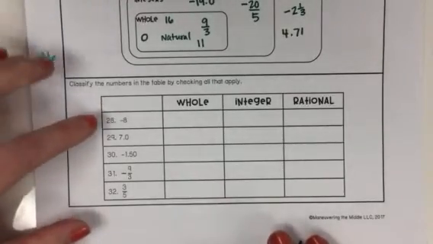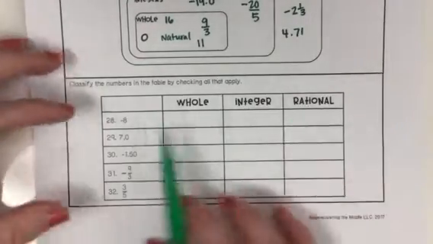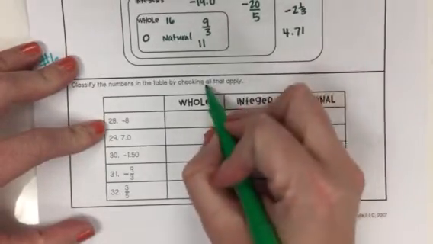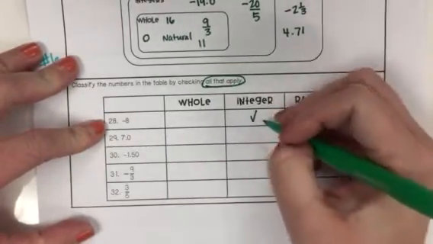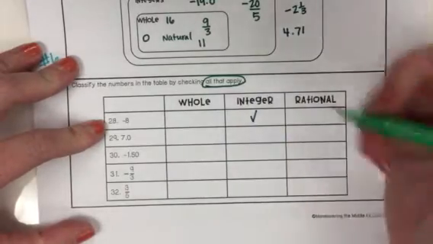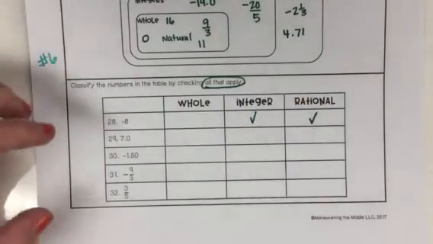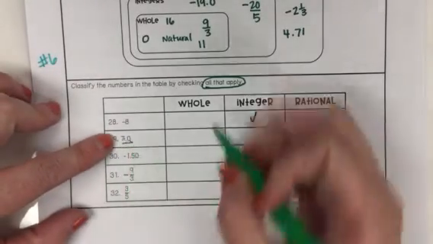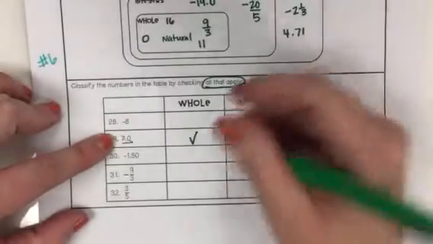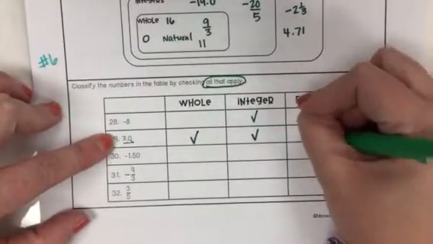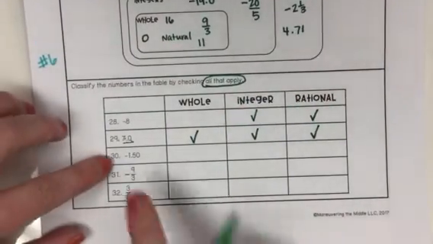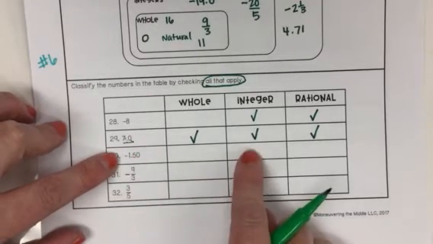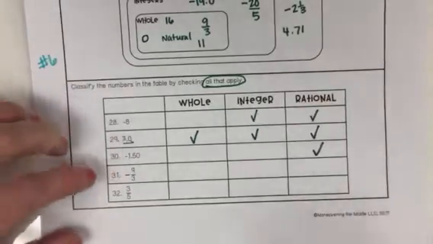Well, when I look at my numbers, I have whole, integer, rational. Negative 8 is an integer, but because it wants us to do all that apply, I do know that integer is the smallest that it belongs in, but because it's an integer, it's also a rational number. When I look at 7.0, 7.0 is a whole number. Because it's a whole number, it's also an integer, and because it's an integer, it's also rational. Negative 1.5, it's not a whole number, therefore it cannot be an integer, it has to be rational.